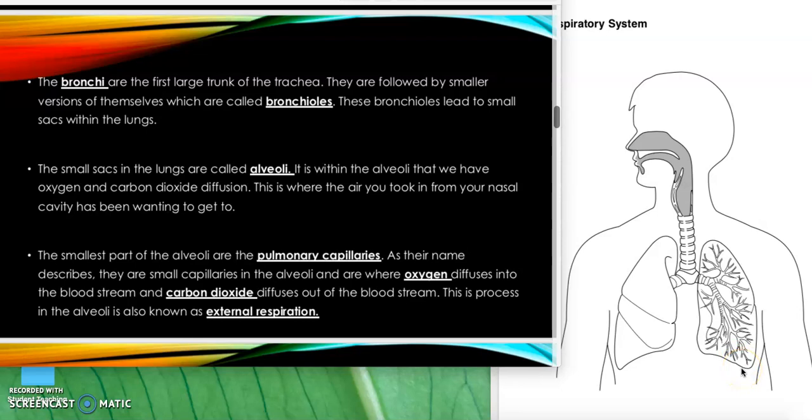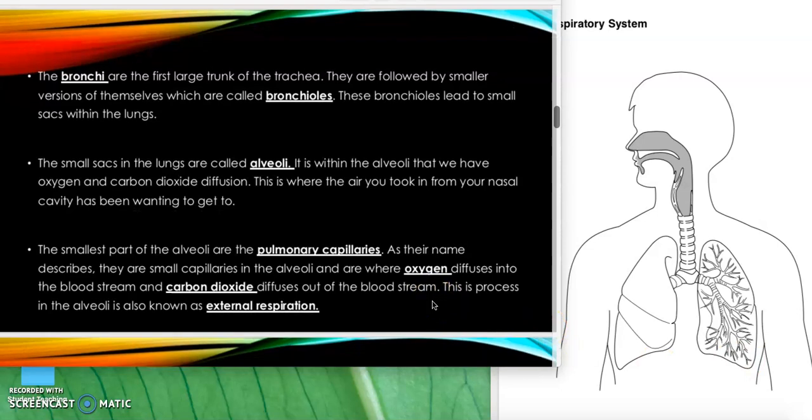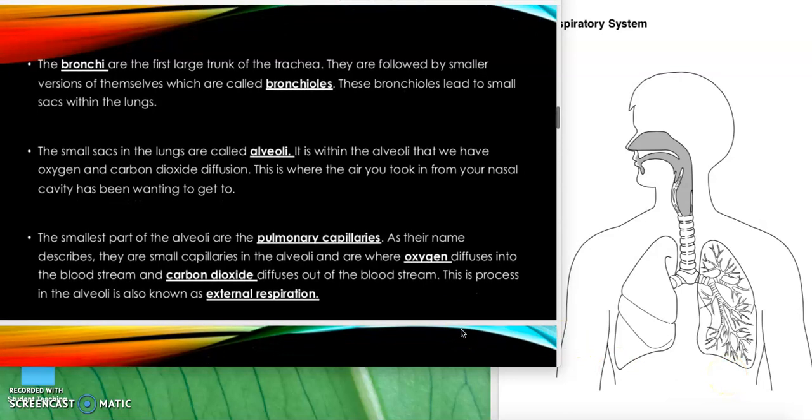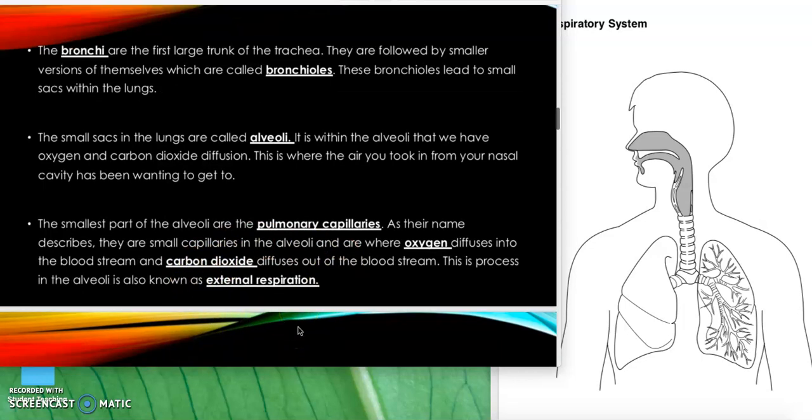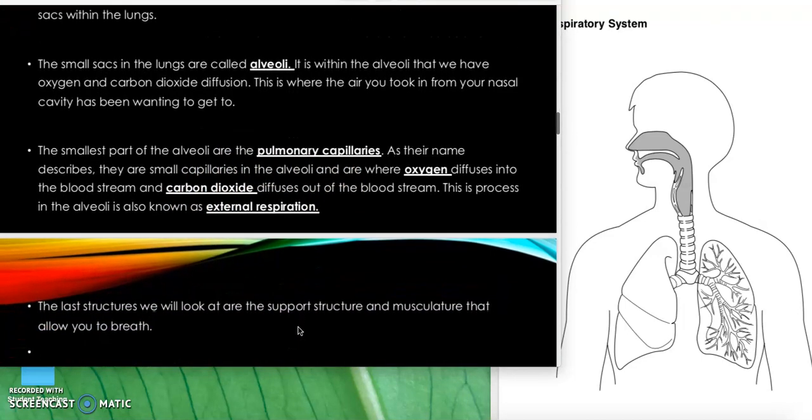The smallest part of the alveoli are the pulmonary capillaries. I know you've talked about that. As their name describes, they're small capillaries in the alveoli, and they're where oxygen diffuses into the bloodstream and carbon dioxide diffuses out of the bloodstream. This process is called external respiration. We're going to come back to this term a little bit later, so if you're not quite sure about that right now, don't worry about it.